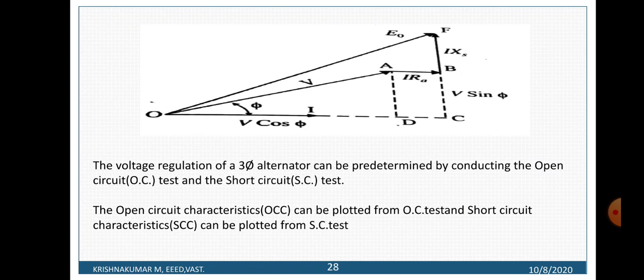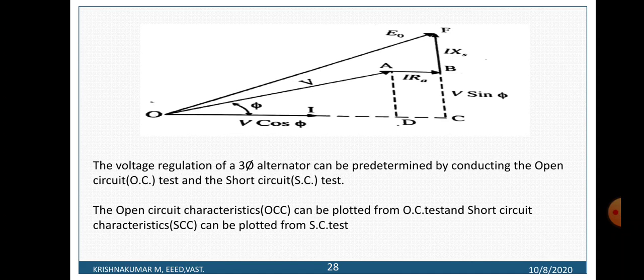Clear? Once again, by considering the triangle OFC, OF square is equal to OC square plus FC square. OC is equal to OD plus DC, which is (V cos phi plus IRA) the whole square, plus FC square. FC means CB plus BF, or BC plus BF, is equal to (V sin phi plus IXS) the whole square.